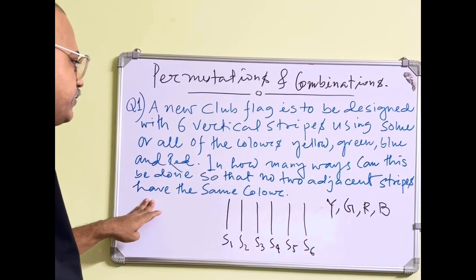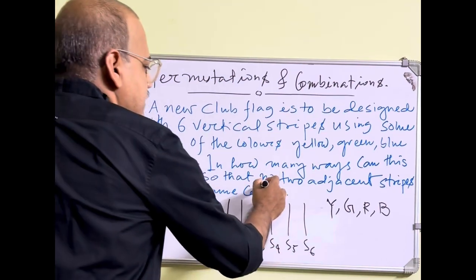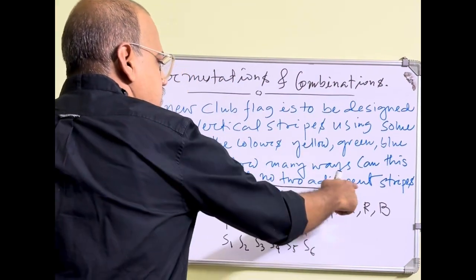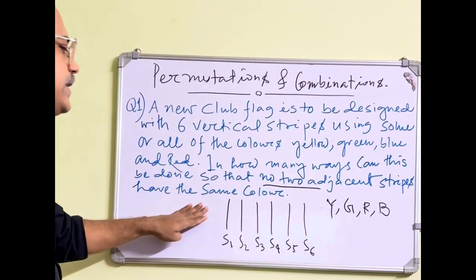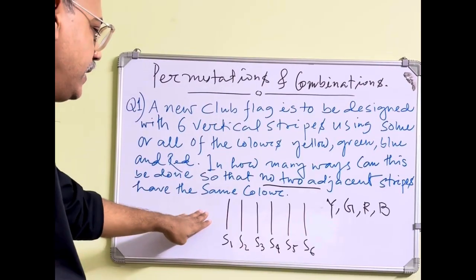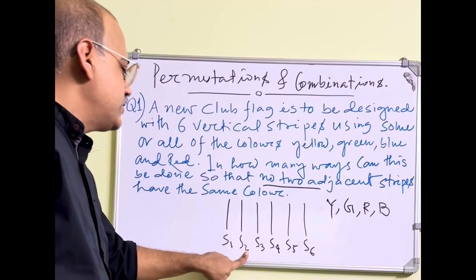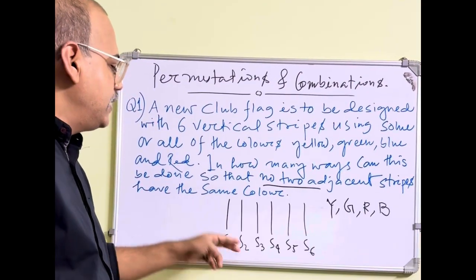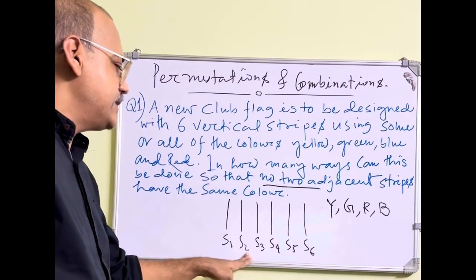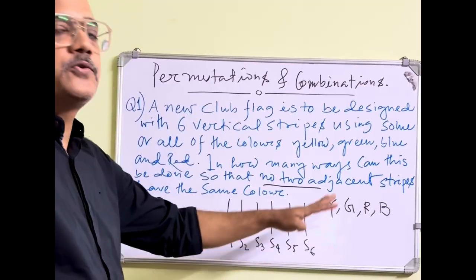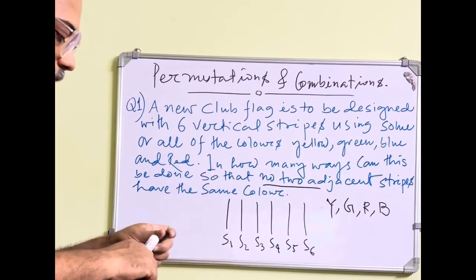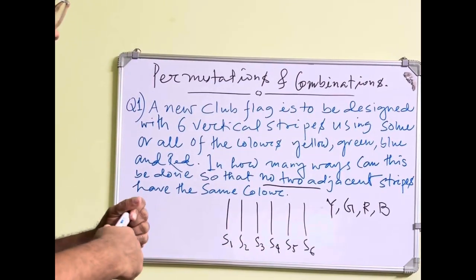And what is the condition given? No two adjacent strips have the same color. So any two adjacent strips cannot be the same, which means S1 and S2 cannot be of the same color. Likewise S2 and S3, S3 and S4, and so on. So let's solve this problem.